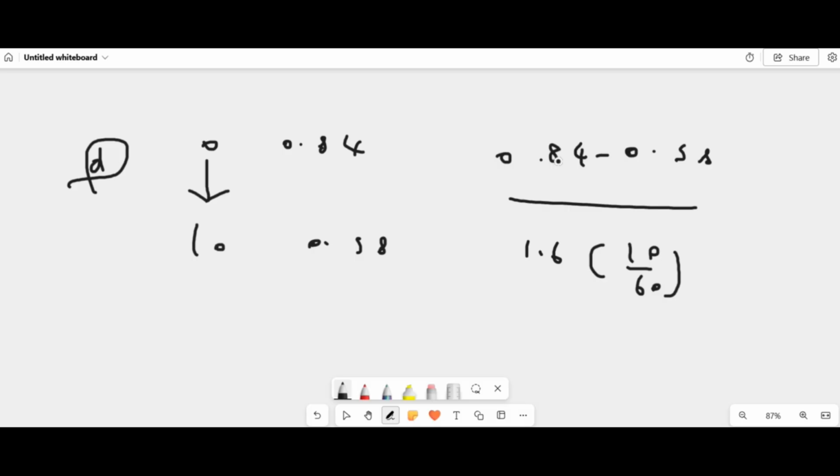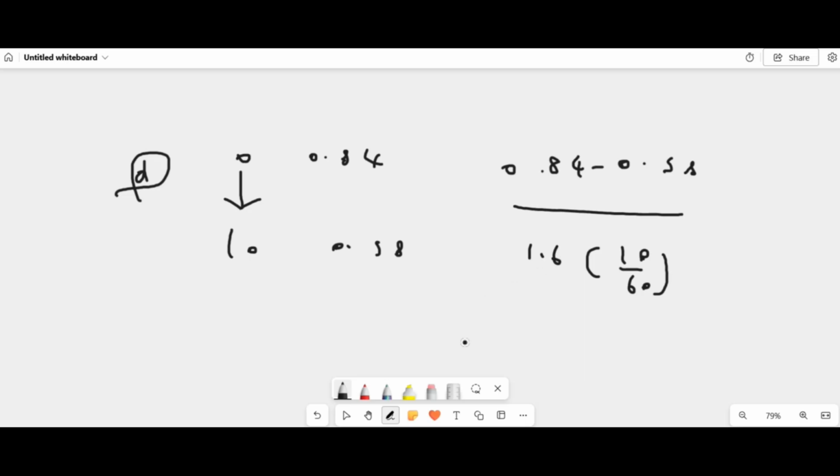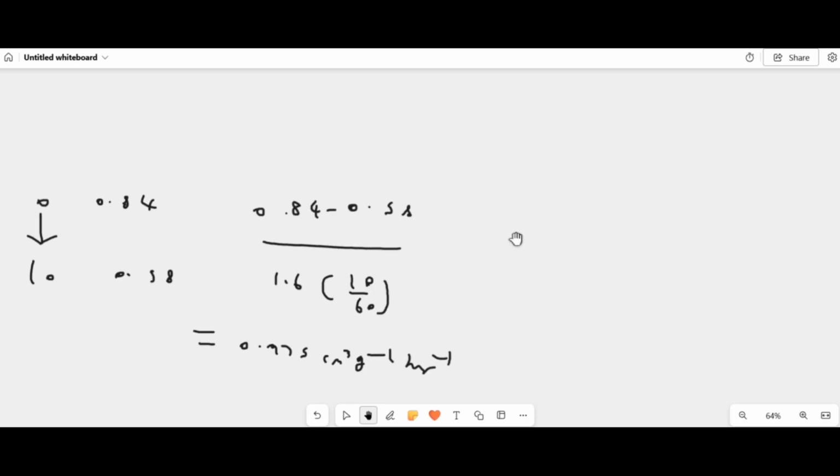So the amount of cm cubed used, divide that by 1.6 grams, and then divide that again by 10 over 60. Or you can just put 10 over 60 times 1.6 on the bottom, and it does the same thing. Put that in your calculator and you'll get 0.975 cm cubed per gram per hour.